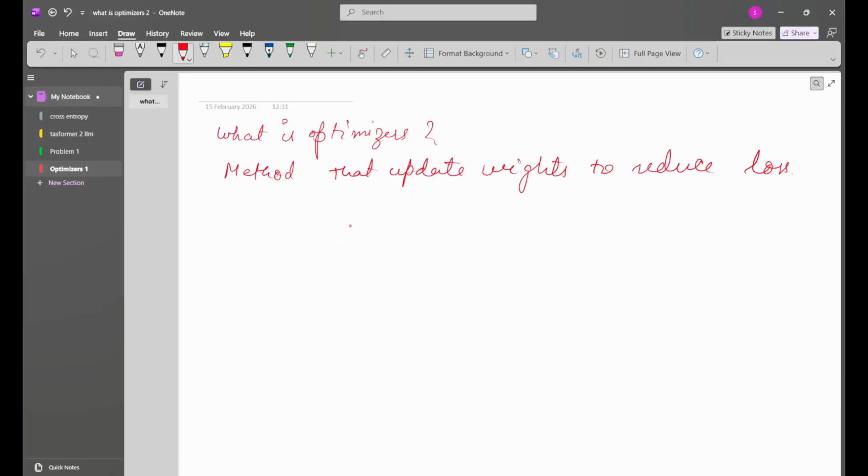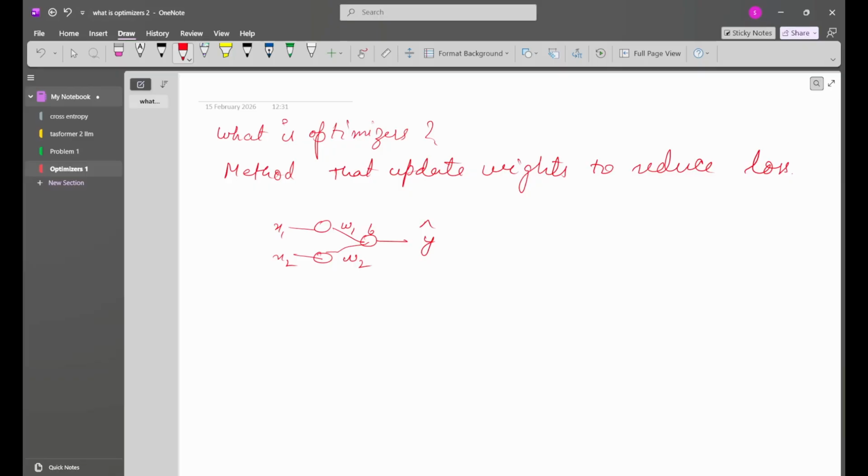Let's understand more simply. In a neural network, like this simple neural network, these are x1, x2, our inputs, and we multiply them by weights, add a bias, and apply an activation function. Then we get our y cap.